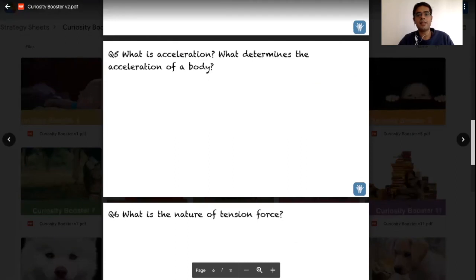What determines the acceleration? Nipun. Yes, sir. Acceleration is the rate of change of velocity per unit time. It is a vector quantity, and the acceleration of a body is determined by the change in velocity upon the time interval. Okay. Are you sure with the second thing? What determines the acceleration of a body?